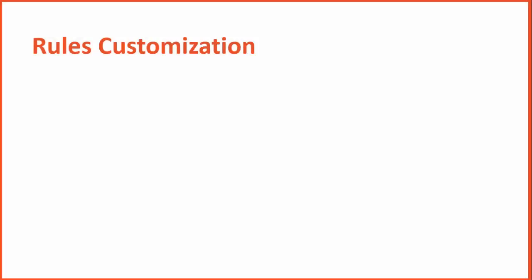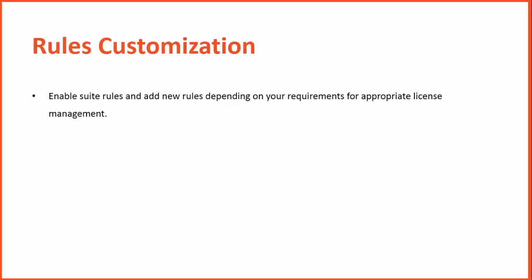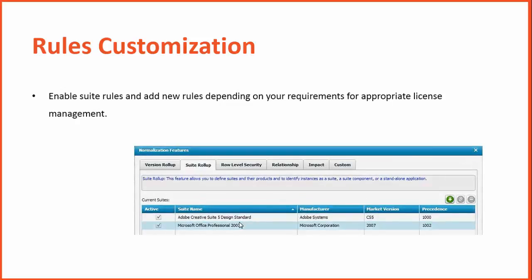Best practices for customizing rules. To help you manage appropriate licenses, you should enable the suite rules and also add new rules depending on your customizations. Best practice recommends you to look at your IT infrastructure and identify the suites and the license associated with those suites. Based on the findings, you can then create your own suite rules for better license management. Out of the box, you will have two suites as shown with specific versions.